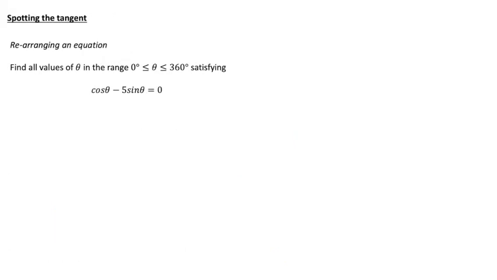Moving on, spotting the tangent. So this time we're going to have to rearrange an equation and use a previous bit of information. So let's see what we've got. We're looking to find all the values of theta in the range 0 to 360 that satisfy cos theta minus 5 sine theta equals 0.